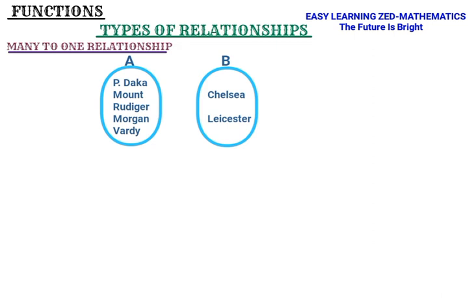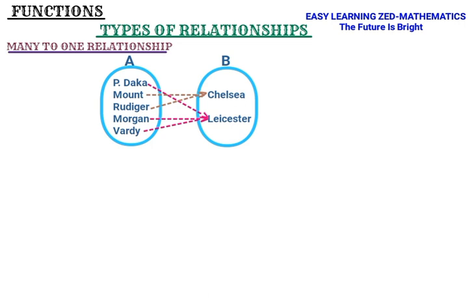We are saying we have got two sets now. Set A is talking about players who play for a certain club, and then in B, we have got clubs where they play from. So these players play for these two clubs. As you can see, we have Patson Daka who plays for Leicester, Mount plays for Chelsea, Ludiger plays for Chelsea, and Morgan plays for Leicester, Vard plays for Leicester. So these are the players and these are the clubs where they play from.